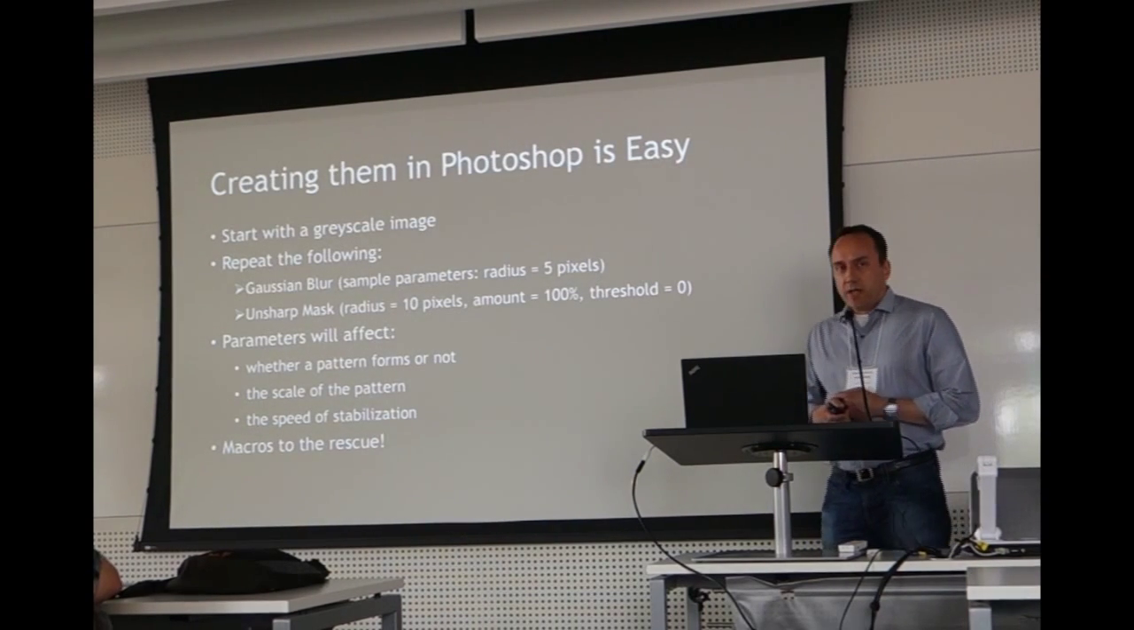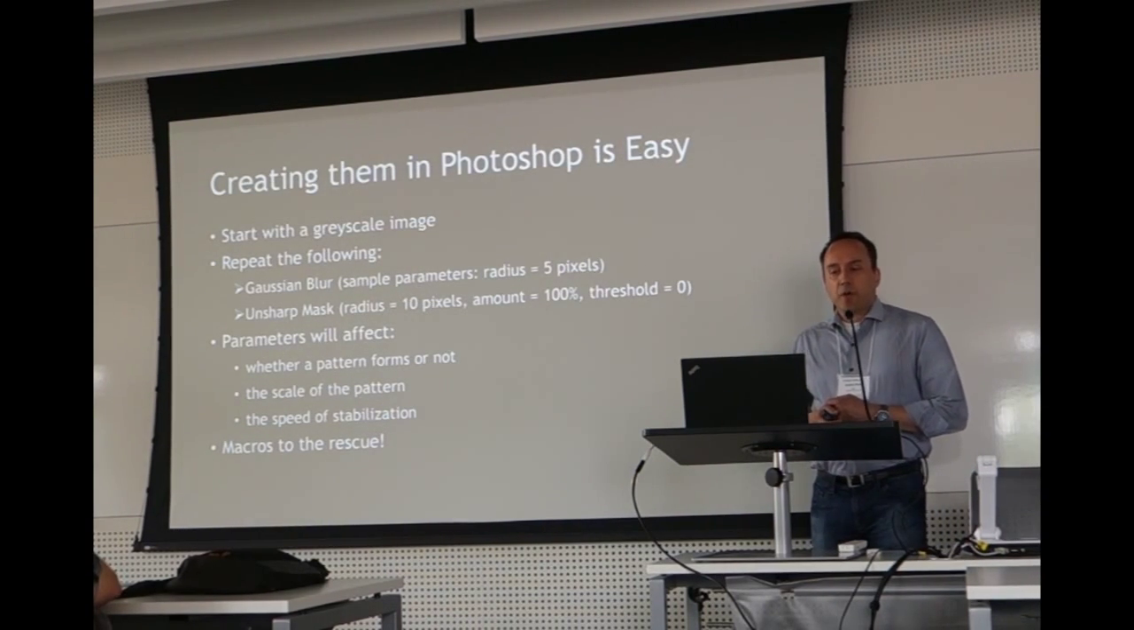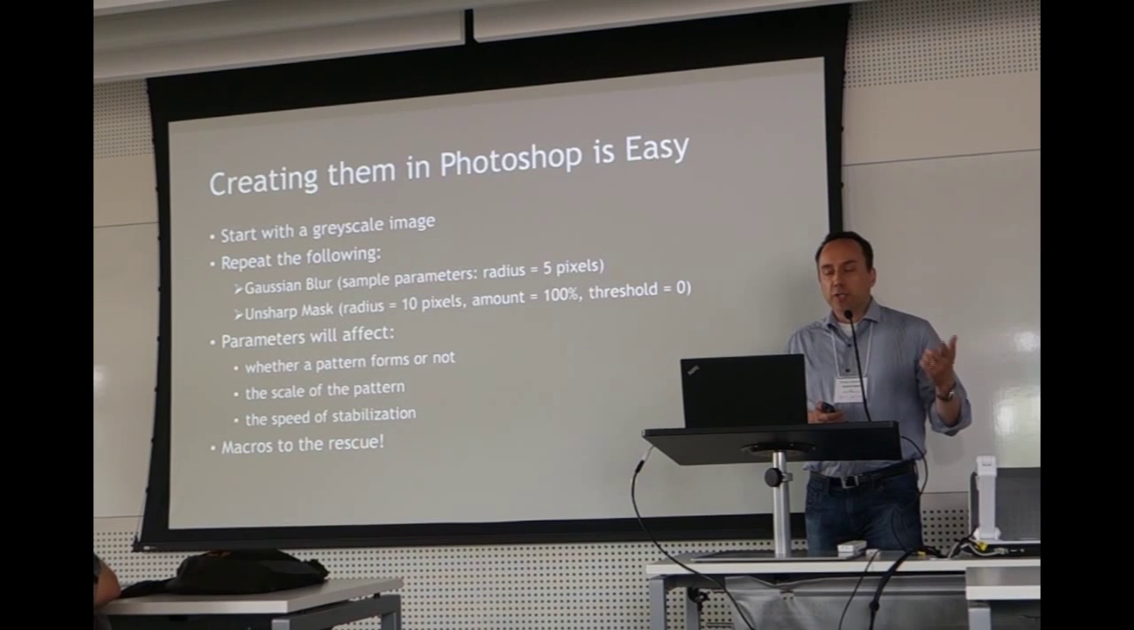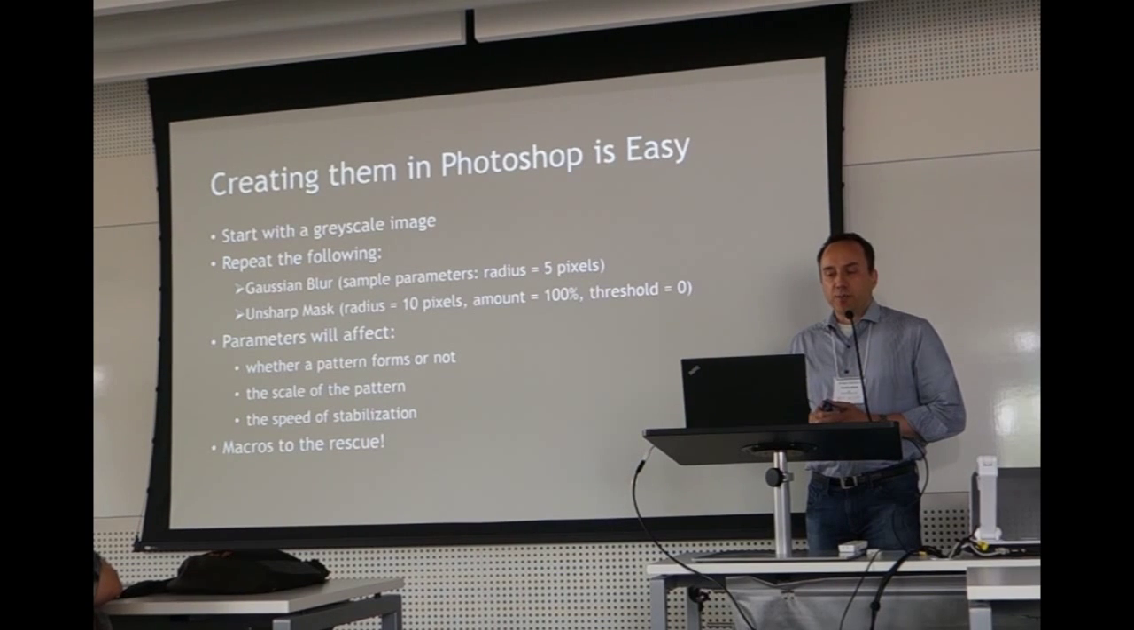It turns out that creating these patterns is very easy in Photoshop. If you start with a grayscale image, for instance, and you do the following over and over again, you blur and sharpen, then I have a few sample parameters listed here, but you can play around with it and try other parameters. You will get Turing patterns.